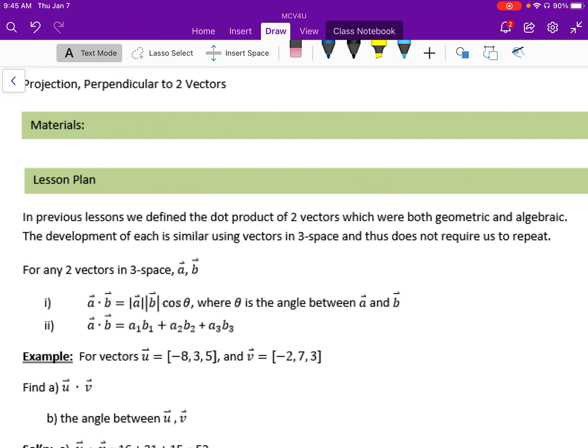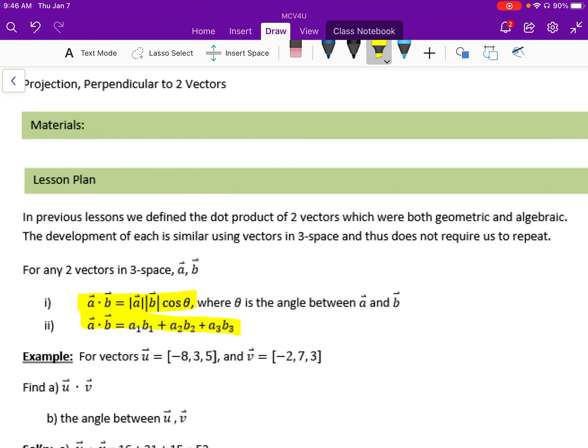So the dot product, if we take a look at what the dot product is geometrically, by definition, we multiply the magnitudes together with the cos of the angle between them. And we know that the tails are lined up when we do the angle between vectors. Algebraically, the dot product is the sum of the product of the corresponding components. So that's the same.